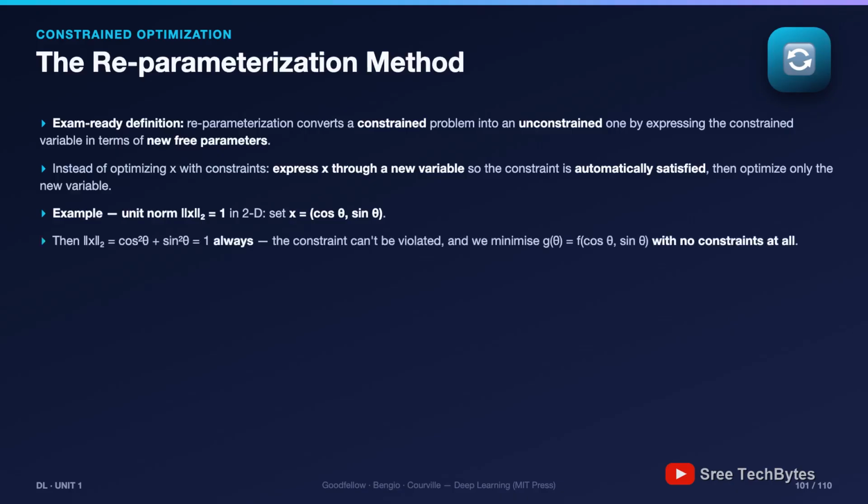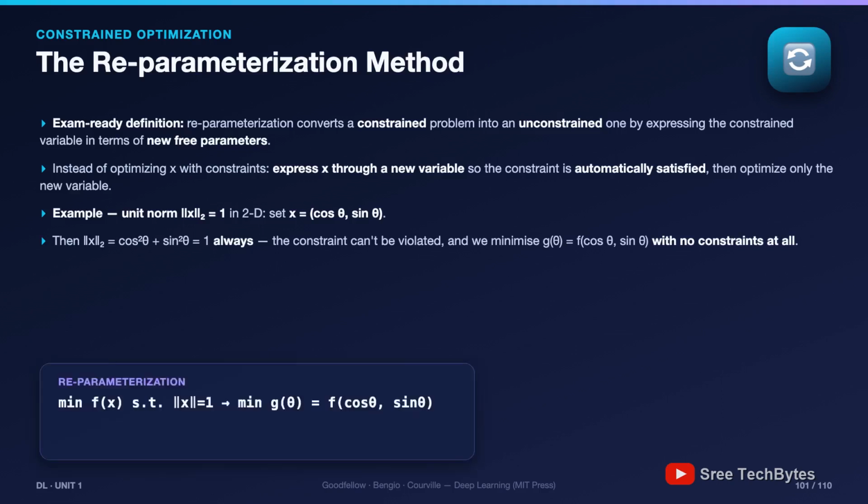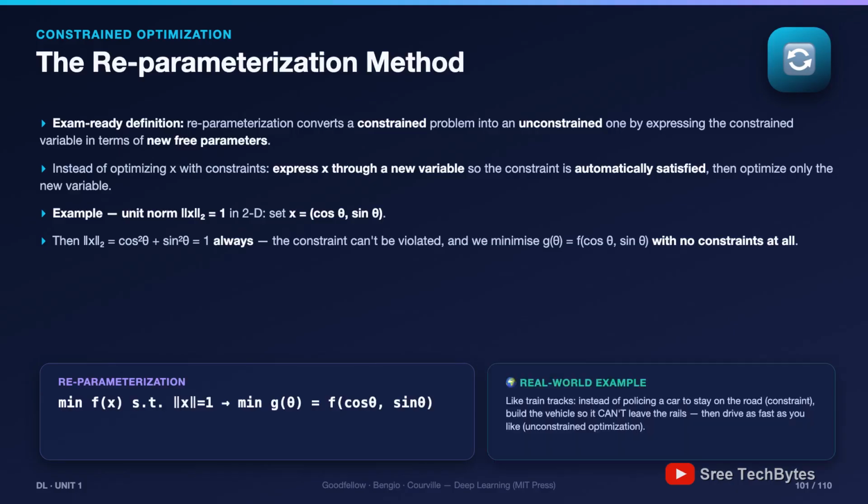The classic example: require the vector x to have norm exactly 1 in 2 dimensions. Write x as cosine theta, sine theta. Check the constraint: cosine squared plus sine squared equals 1. Always, for every theta, violation is mathematically impossible. So minimize freely over theta, no constraints, no projections, gradient descent runs blissfully unaware.